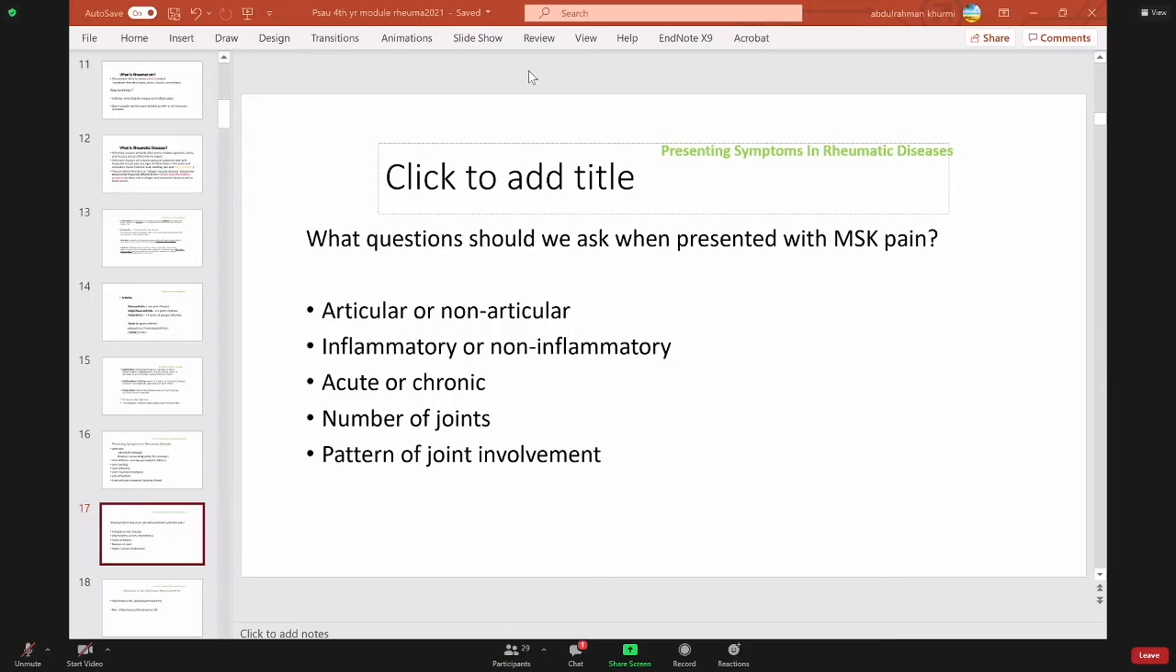But in joints, you have to focus also on whether this pain is inflammatory or non-inflammatory. Why? Because of different treatment, doctor. So in general, what is inflammatory pain and what is non-inflammatory pain? Non-inflammatory is like osteoarthritis, wear and tear, and inflammatory is like septic arthritis, which needs antibiotics.